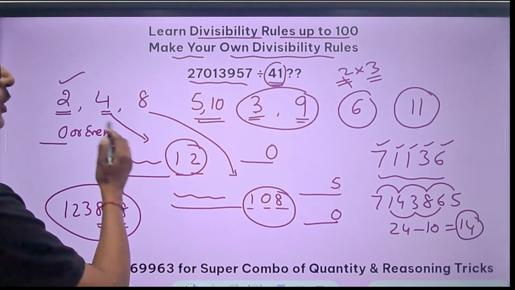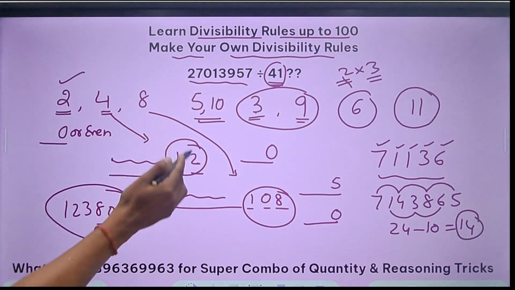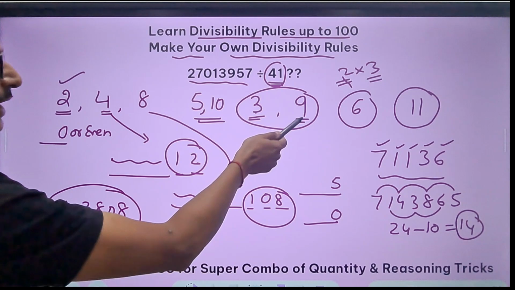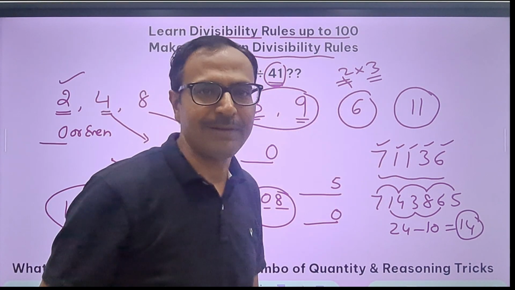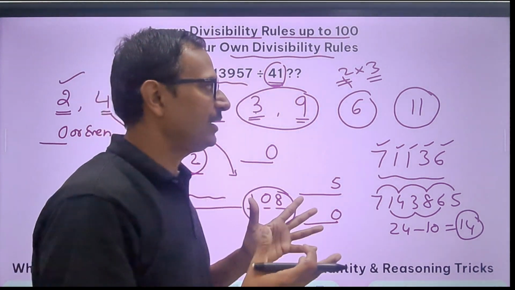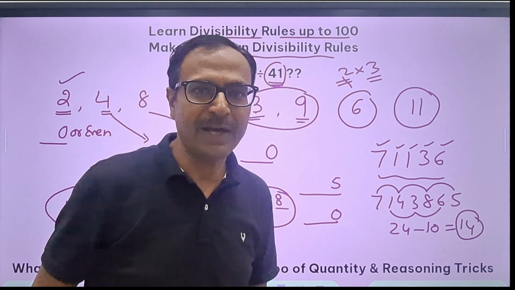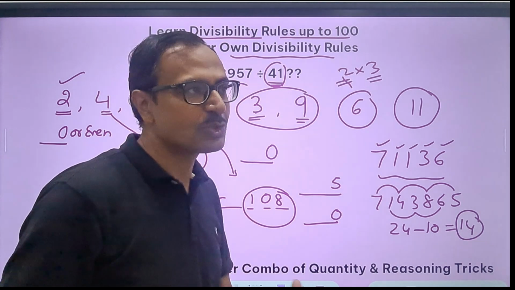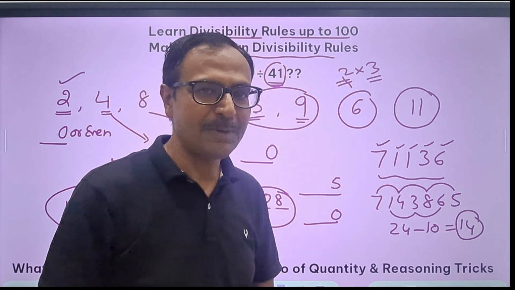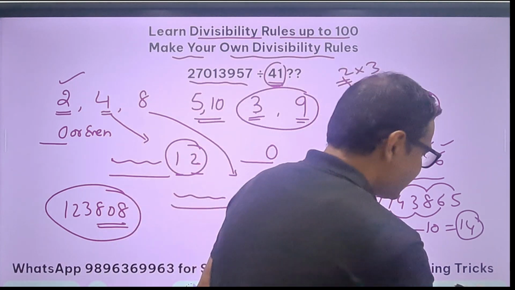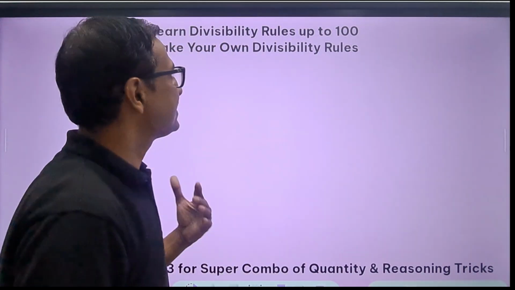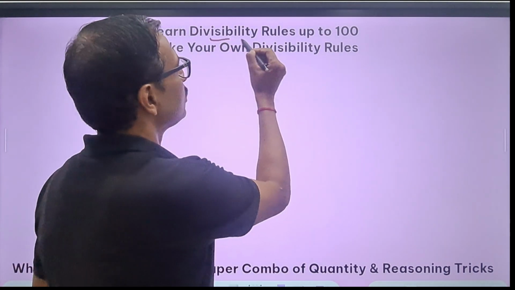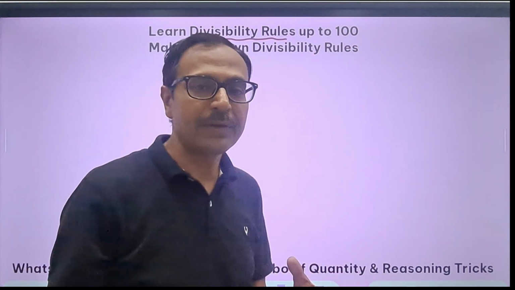Why have we missed out the number 7 from this list: 2, 3, 4, 5, 6, 8, 9, 10, 11? Why not 7? There's a reason why 7 is not given at school level. I think only 1 out of 100 students know, and even teachers don't know the rule of divisibility by 7. So let's see what is that particular concept which is going to help us in cracking the divisibility rules of any number up to 100.